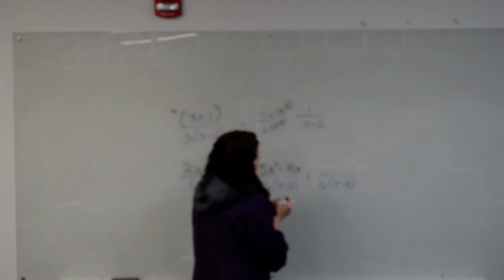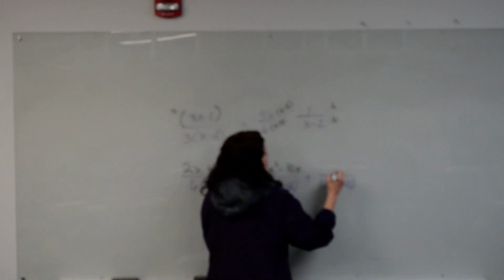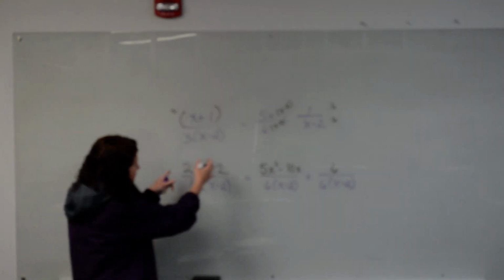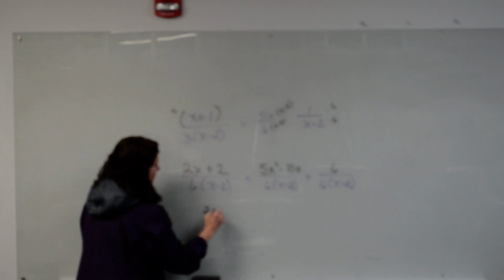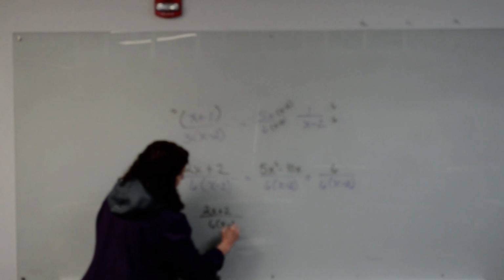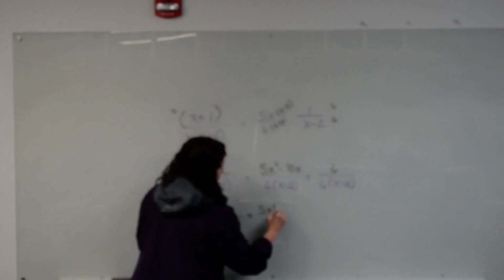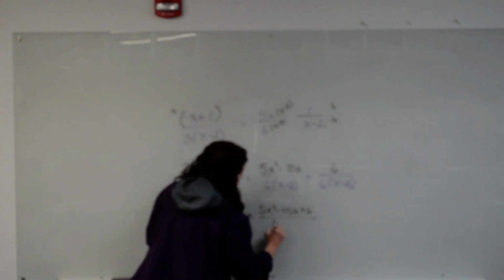What is this one missing? 6. The 6. So when I multiply the top and the bottom by 6, I get a 6 right there. Okay? Now, this side I can't, I kind of wrote it too big. This side I can't do much to right now. This side I can combine those. So I have 5x squared minus 10x plus 6 over 6 times x minus 2.